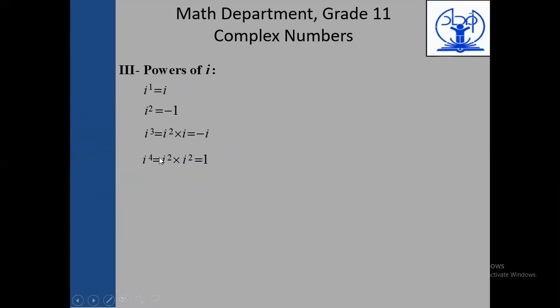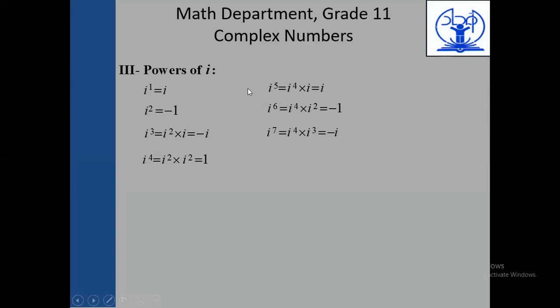What about i to the 4? i to the 4 is i squared times i squared, which is -1 times -1, which is 1. What if we continue with i to the 5? i to the 5 is i to the 4 times i, but i to the 4 was just calculated to be 1, so that's 1 times i, so that's i. What about i to the 6? Similarly, you will get -1. What about i to the 7? It's -i.